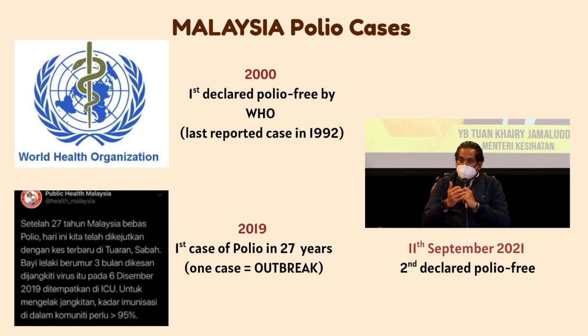Malaysia was first declared polio-free by the World Health Organization in 2000 after its last reported case in 1992. However, in 2019, the country faced a setback with its first polio case in 27 years, which, according to the Malaysian Pediatrics Association, is already considered an outbreak. Malaysia was then officially declared polio-free again on 11 September 2021.